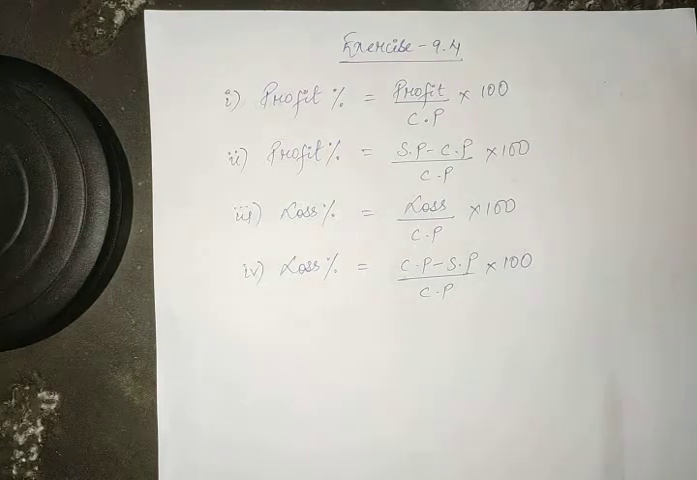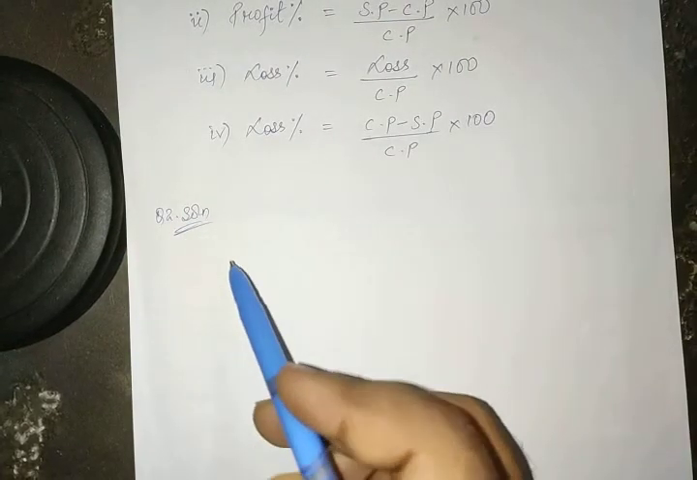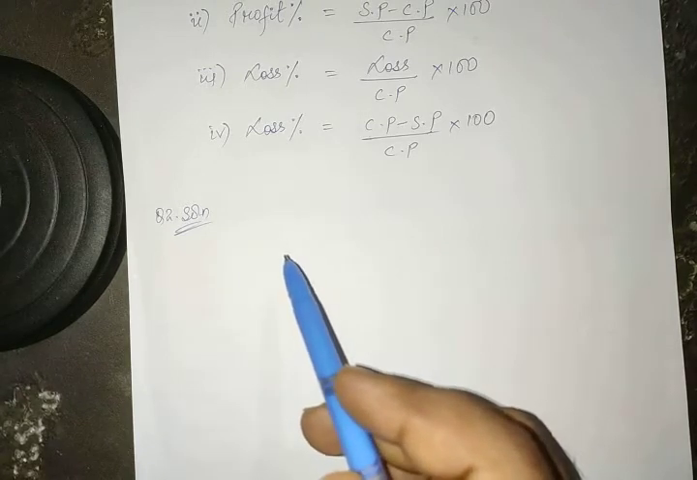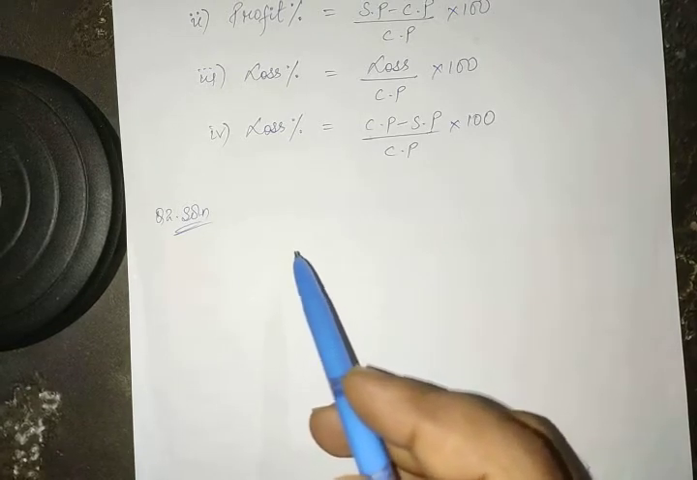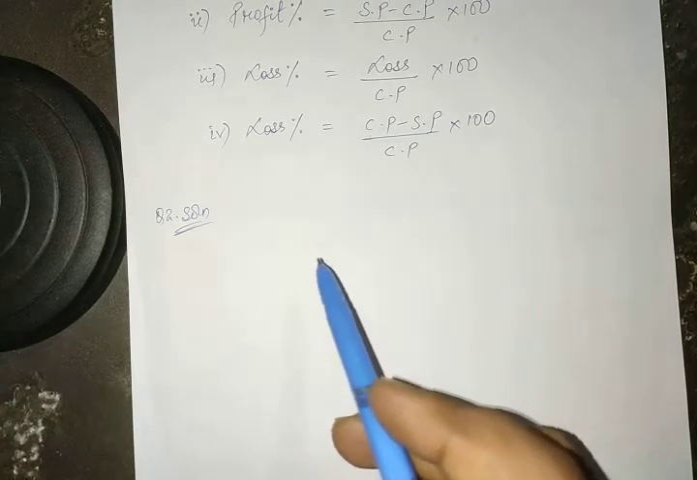So let us solve question number 2. Refer to the question from your textbook. It is given that a merchant bought 15 dozen pens at rupees 10 per dozen. He sold them at rupees 1.50 each. Find his profit or loss percent.